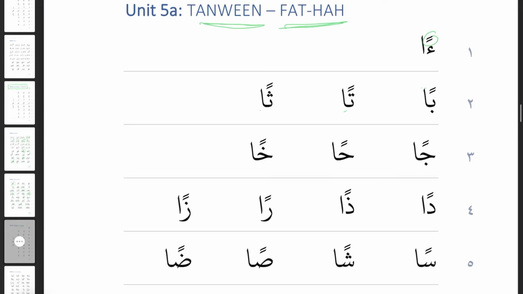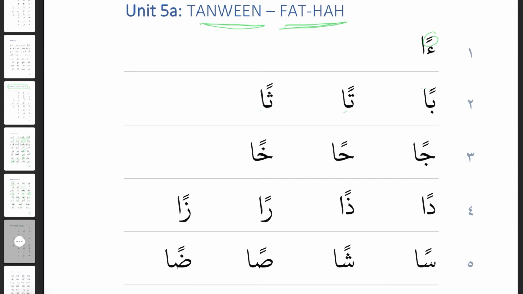So one fatha we know is an a noise. When you have two fathas, it becomes an. You can hear an n noise with it, can't you now? So a for one fatha, two fathas becomes an. And now what I'm going to do is read out the whole of this alphabet with the two fathas, the tanween of fathas on top.